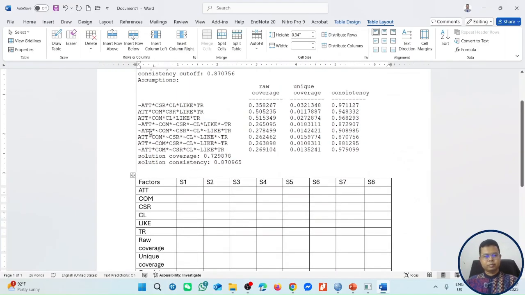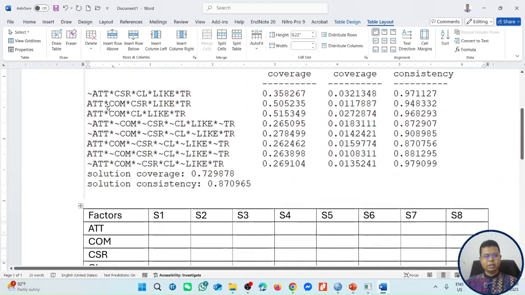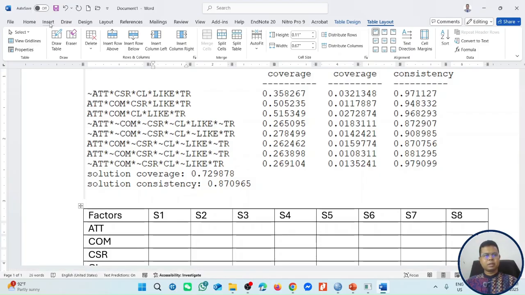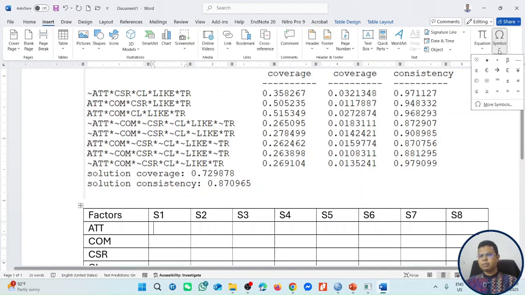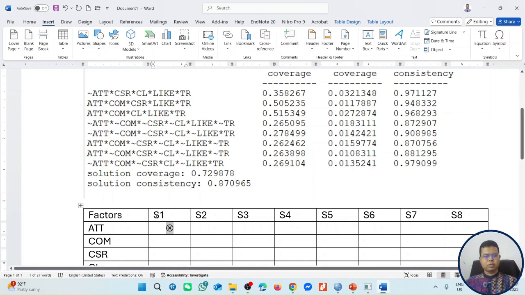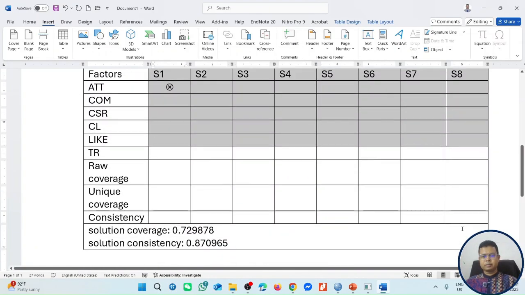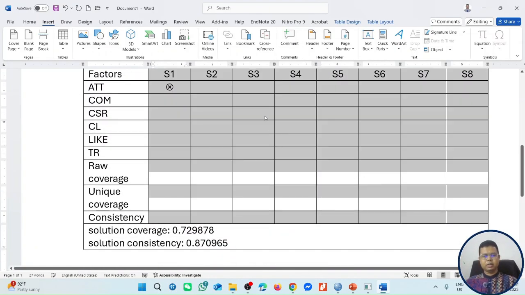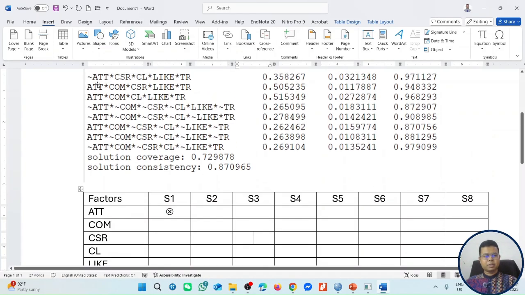Let's see here. Attitude. Here is a sign actually. It means fully present. It means partially present. I mean absence or negation. Attitude. So I will present it using a sign, using a symbol like this one. Control. This all are in here. Okay, this one. It means negation or absence.